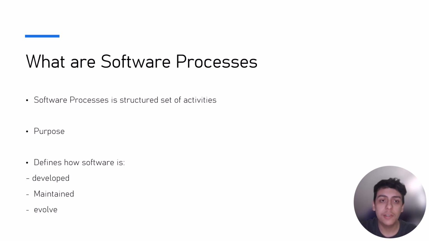And the purpose is that it has a main goal of trying to organize and manage the complex task of building software. A well-defined process improves efficiency, ensures quality, and helps meet project goals on time and within budget. And so we can define how software is developed, maintained, and evolved. We will be going over these points better in the next slides and in each video.